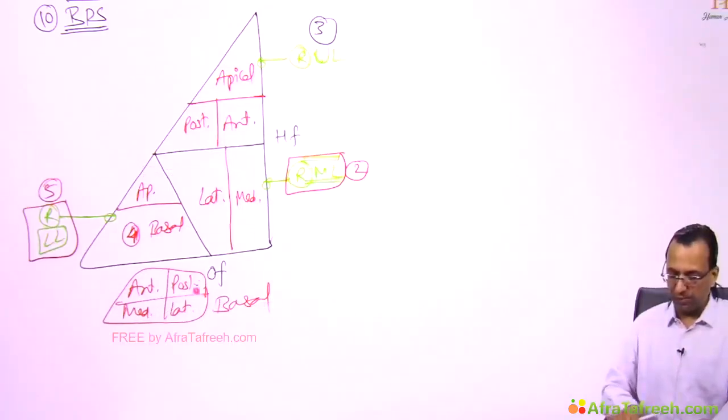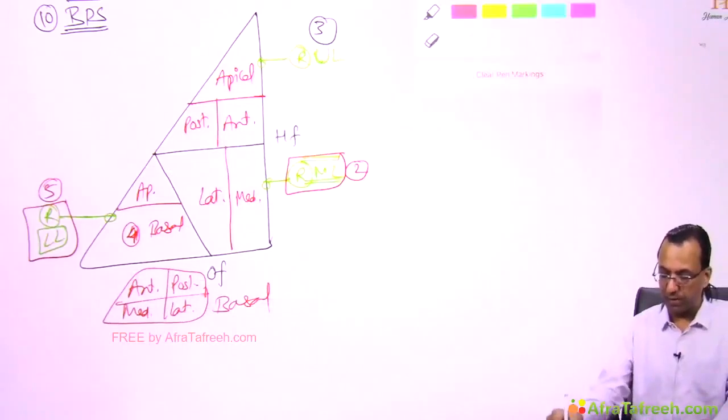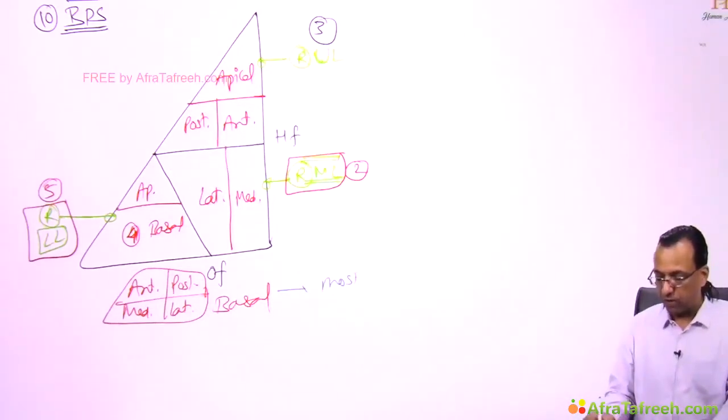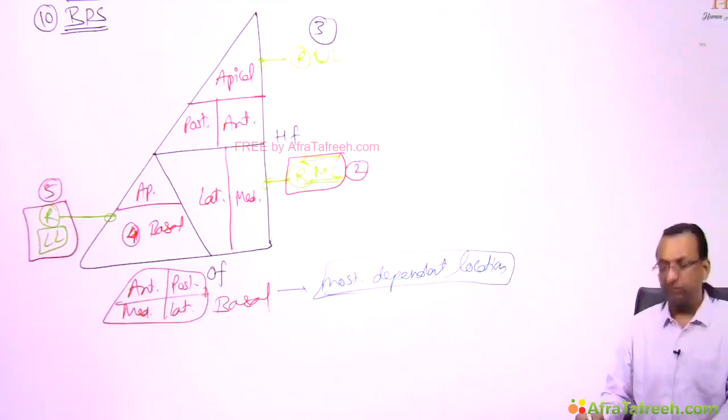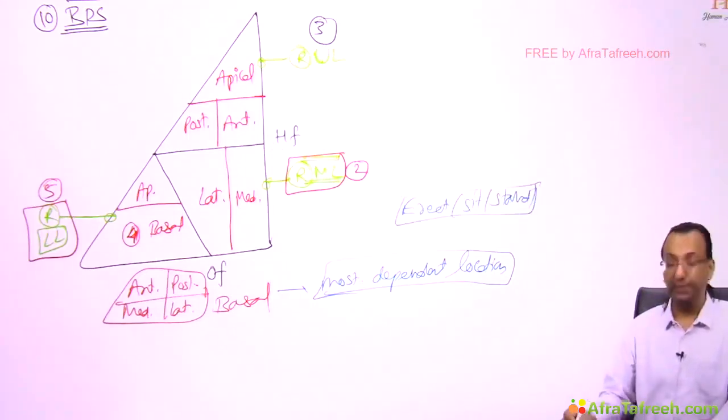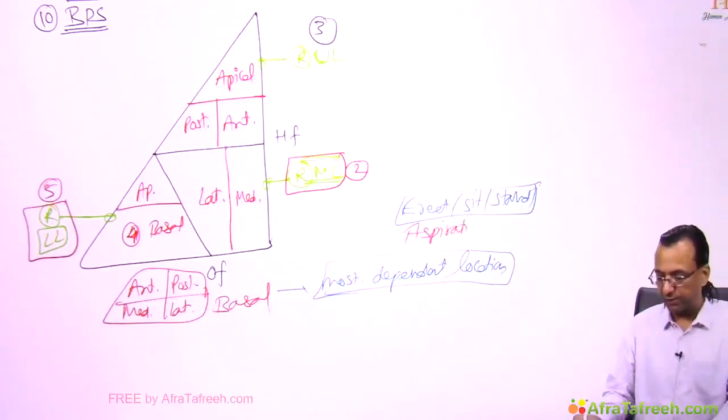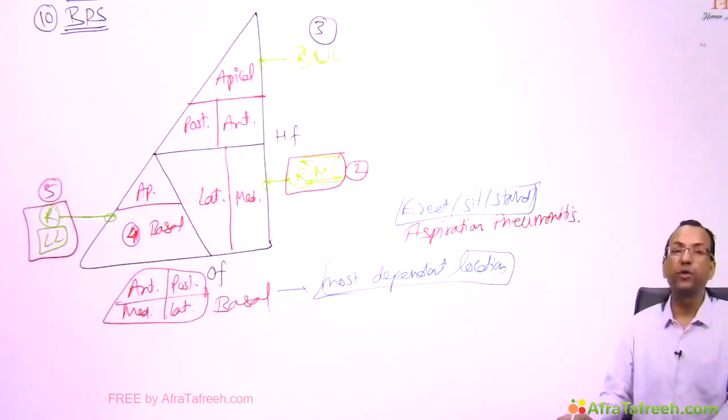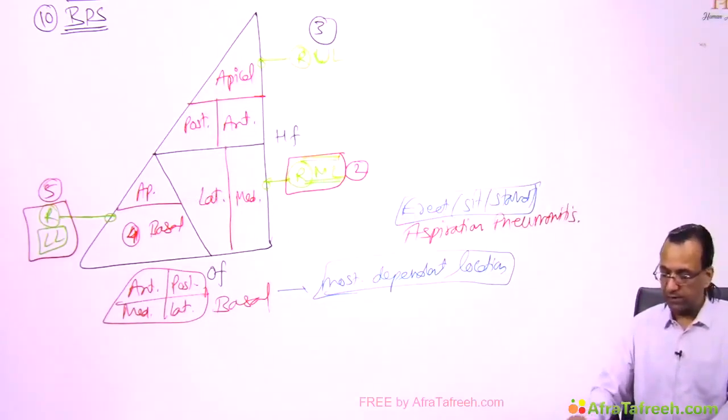Now, which of the 4 basal is the most dependent location, because we got a patient? So you want to know which is the most dependent location now? Yes, because you got a patient. My patient was in erect posture, which could be sitting or standing posture, and he has aspirated. So in the erect posture, somebody has aspiration pneumonitis. Where is the aspiration pneumonitis?